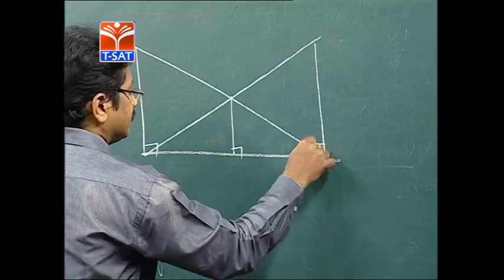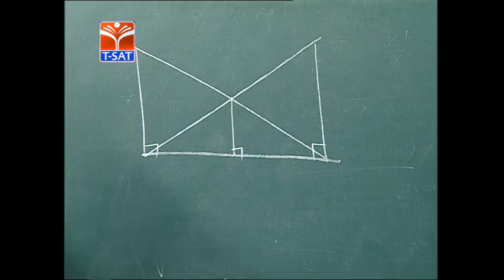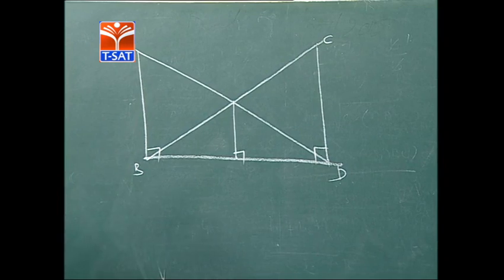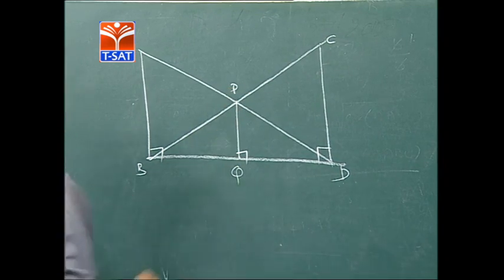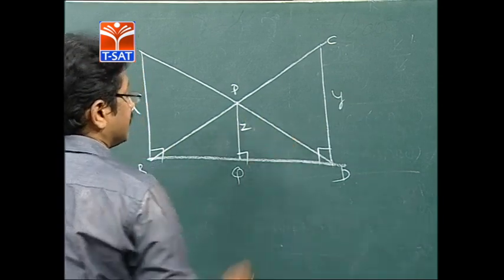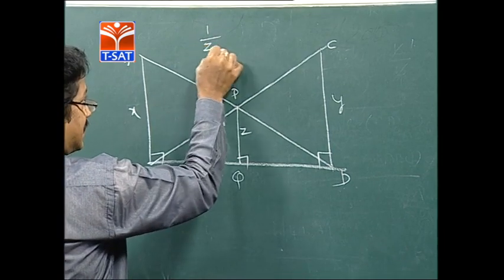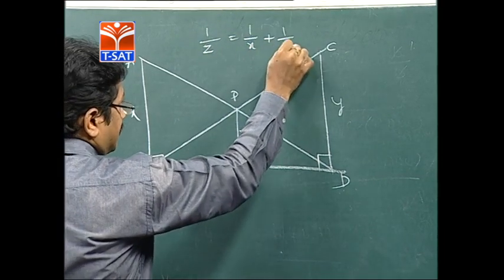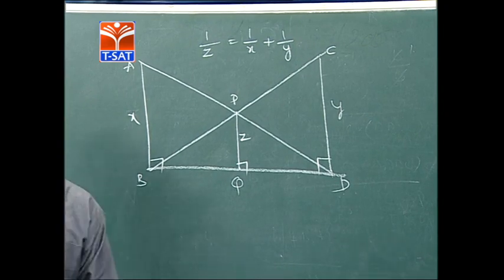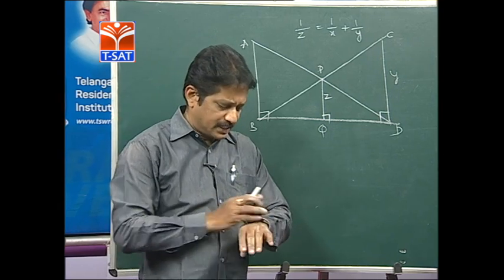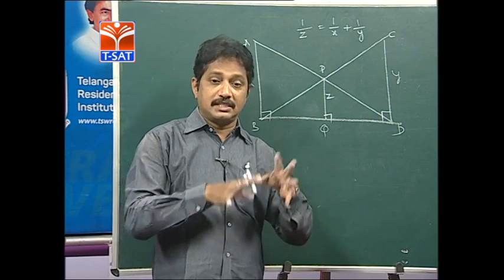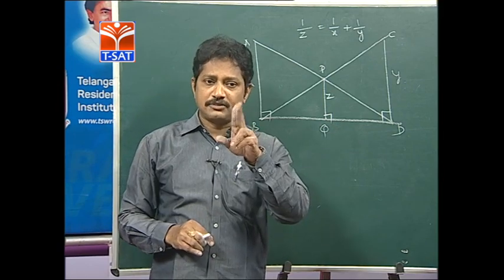All are right angles here, and they name it as this one is AB, this one is CD, and this one is PQ. Of course, the length of this is x, this is y, and this is z. Then you have to prove that 1 by z is equal to 1 by x plus 1 by y. So this is the most important. Okay. Now, how are you going to prove this statement? Maybe in the textbooks, it is given in more number of steps. 2 steps is enough to get the answer.